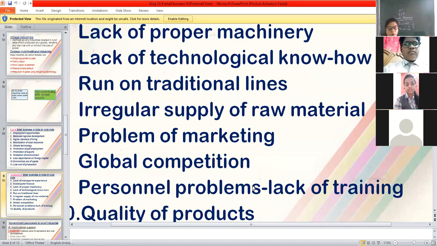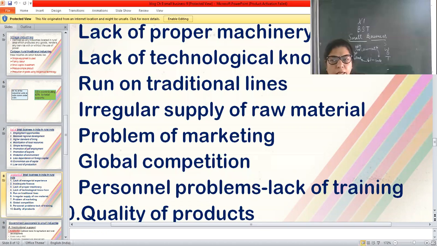Then personal problems, lack of training. Lack of training means they don't have qualified workers, skilled and trained workers, and they don't get training opportunities. They don't know advanced technological methods. That's why they are producing their goods by the old method of production. They don't get advanced technology training. That's why generally they face this problem.